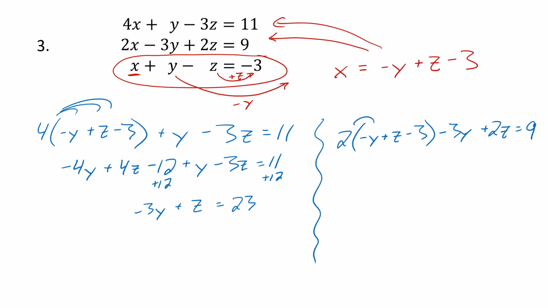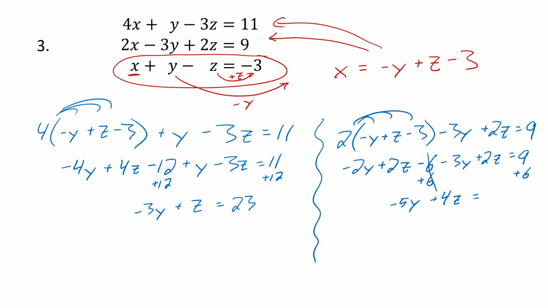Now distribute the 2 through. I get negative 2y plus 2z, take away 6 minus 3y plus 2z equaling 9 still. Looks like I can add the 6 over with the 9, that way it's out of the way, and combine my like terms. So negative 2y and negative 3y make negative 5y, 2z and 2z make 4z equals, and then 9 and 6 would make 15.